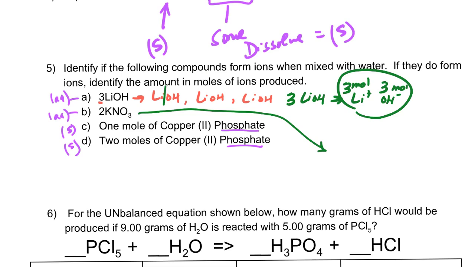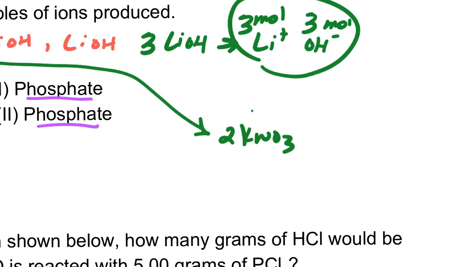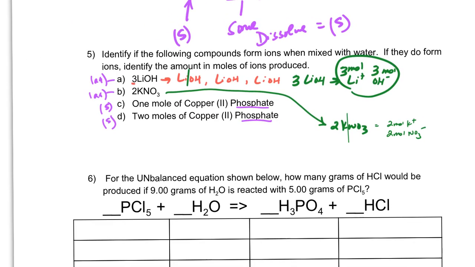Here the coefficient is a 2 of potassium nitrate. We already know that it's going to form an aqueous solution, so it's actually going to break apart, which means that you're going to form 2 moles of potassium ion, and then you're also going to form 2 moles of nitrate, and that's a -1 charge. So just keep that in mind here.